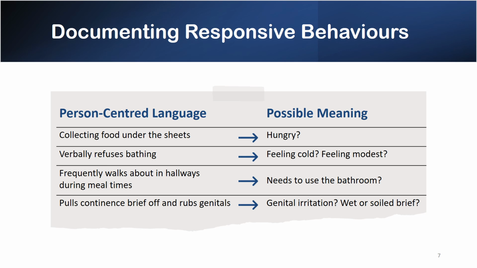They help us think about the meaning behind the behavior and prompt us to see the person behind the behavior. Think of how different this could have been if vague or non-person-centered language was used. The first person would have been labeled as a hoarder, and the next as resisting care, the third as a wanderer, and the fourth as sexually inappropriate. Would those words have helped or hindered the care planning process?